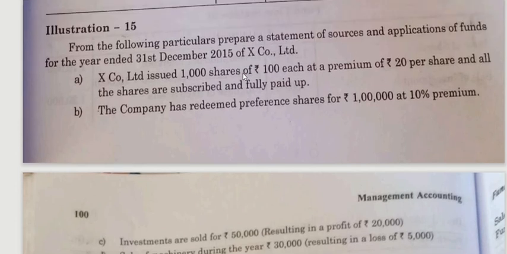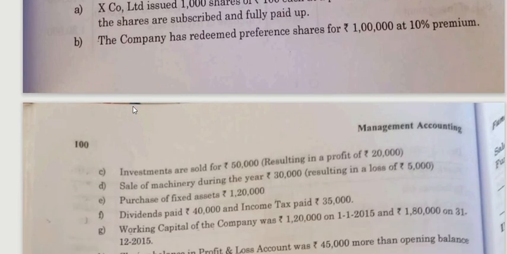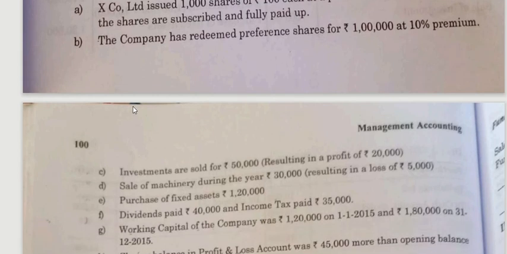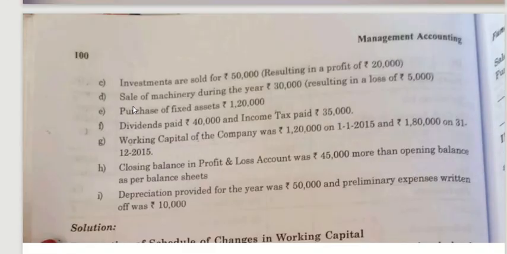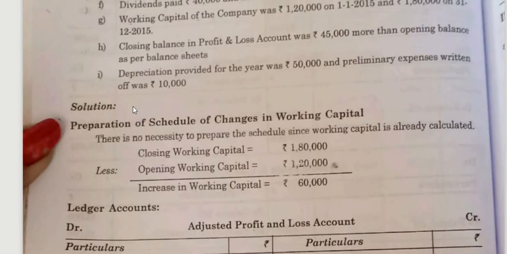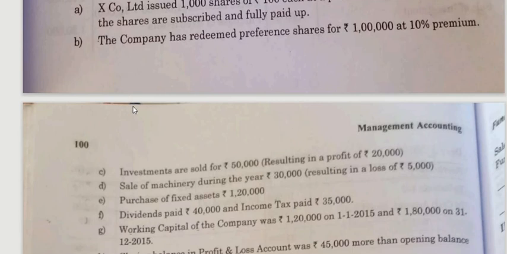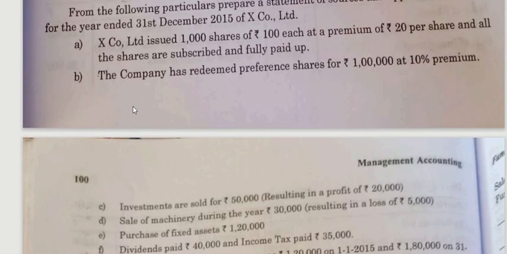So your next question is, from the following particulars, prepare a statement of sources and application of funds for the year ended 31st December 2015. X Company Limited issued 10,000 shares of rupees 100 each at a premium of rupees 20, and all the shares were subscribed and fully paid. The company has redeemed preference shares for rupees 1 lakh at 10% premium.